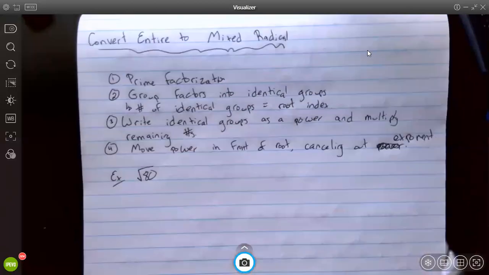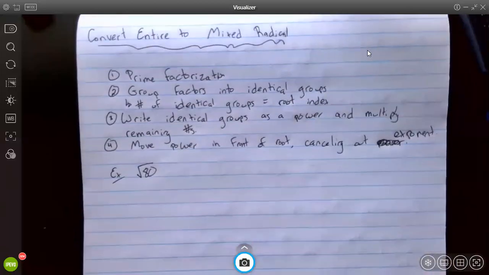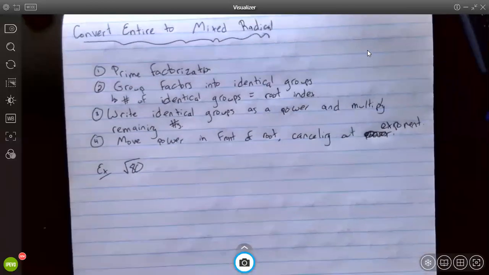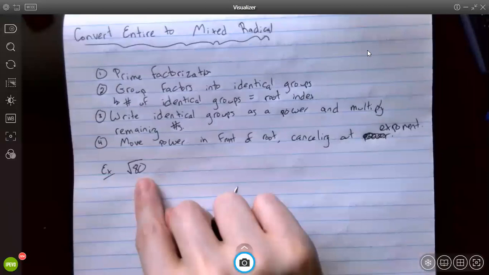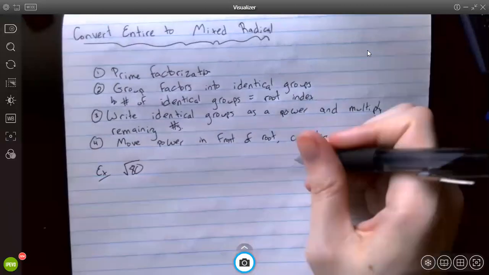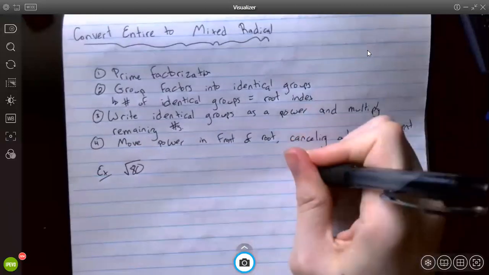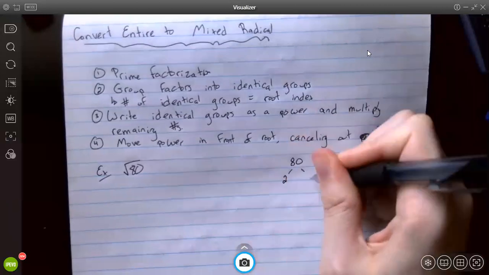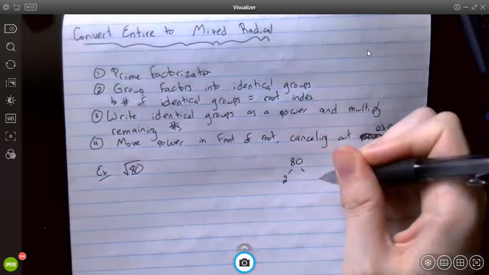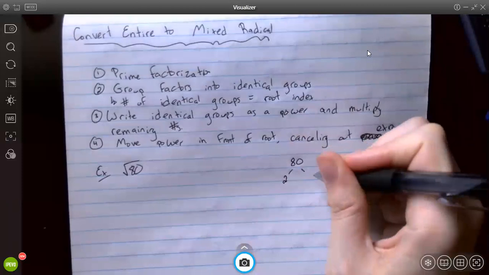The remaining numbers is going to get left underneath the root sign. So let's look at what this would look like. I'm going to start by doing my prime factorization of 80. So I divide it by the smallest number possible, which is 2. That leaves me with 40.